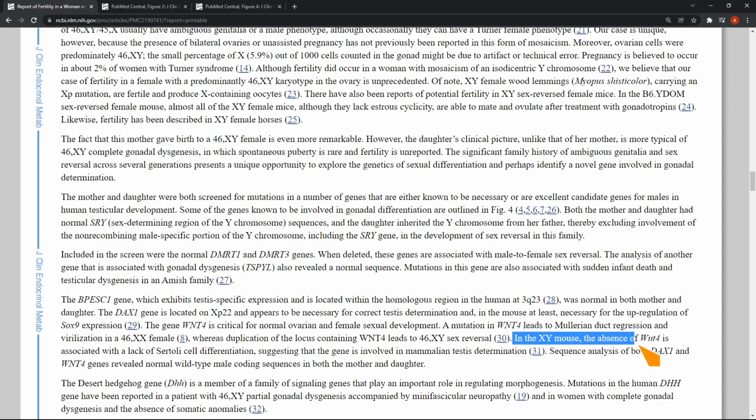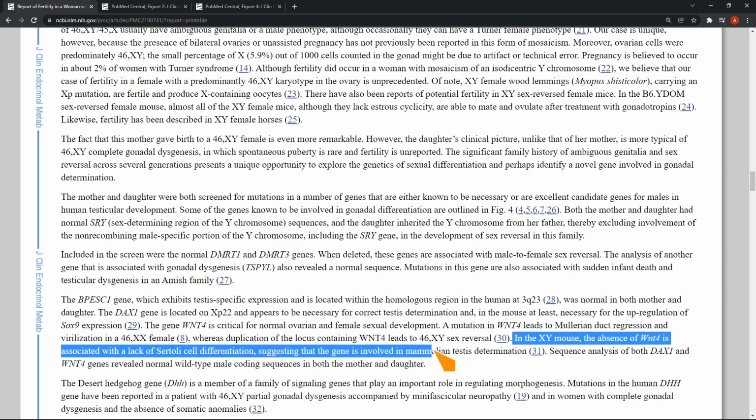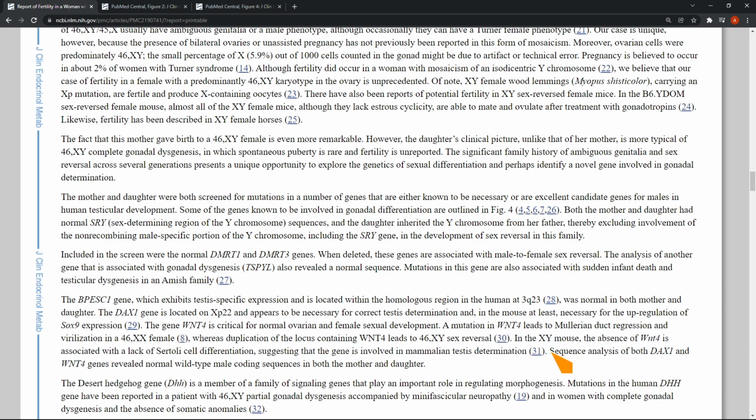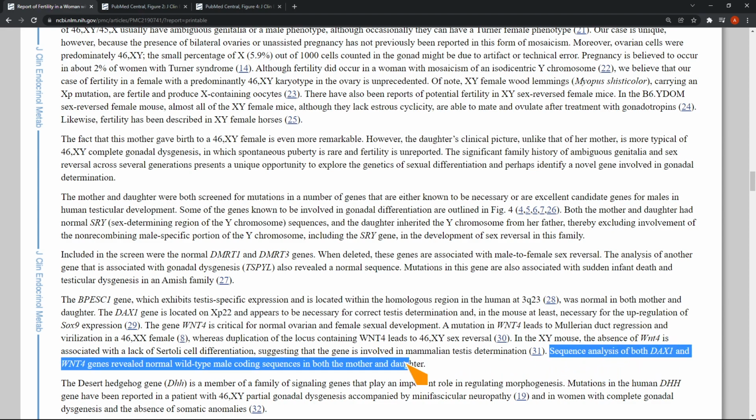So in the XY mouse, the absence of WNT4. Oh, do share, Liza, if you have an interesting sex-based factoid. The absence of WNT4 is associated with Sertoli cell differentiation, suggesting that the gene is involved in mammalian testes determination. So the Sertoli cell differentiation has to do with production of testes, again, in development as a fetus. Sequence analysis of both DAX1 and WNT4 genes revealed normal wild-type male coding sequences in both the mother and daughter.